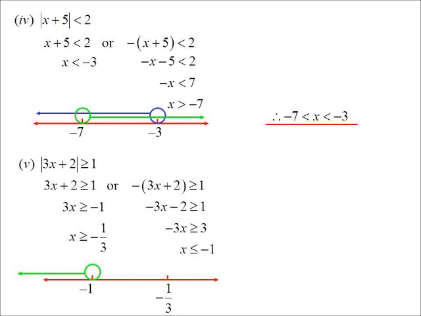So, I tell you what, I've done something wrong, haven't I? I should have coloured in those boundary points, because remember it's equal to as well in this case. So my final solution, although I did write it in my final solution, is x is less than or equal to -1, or x is greater than or equal to -1/3.